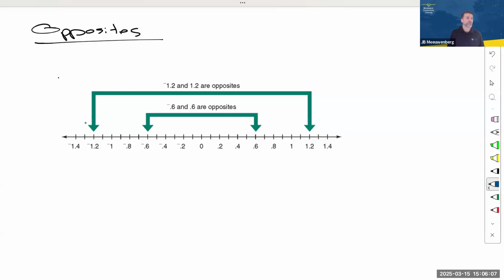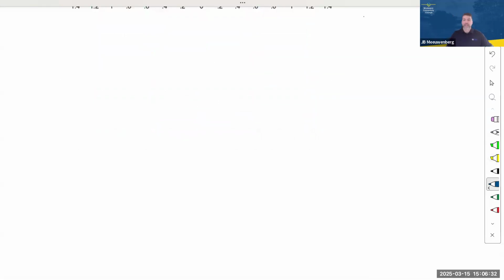So 1.2 and negative 1.2 are opposites. They're reflected over the number 0 on that number line. And so again, when you add opposites, you get 0, right? Any two numbers that are opposites, if you add them, they're going to add to 0. So I just wanted to make sure that we address the fact that decimals also have opposites. Another really important concept with dealing with decimals is what we call the equality of decimals.